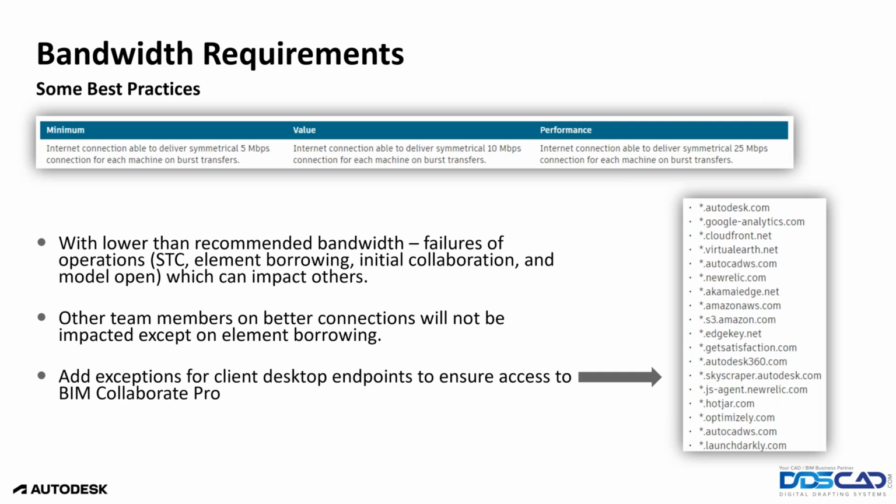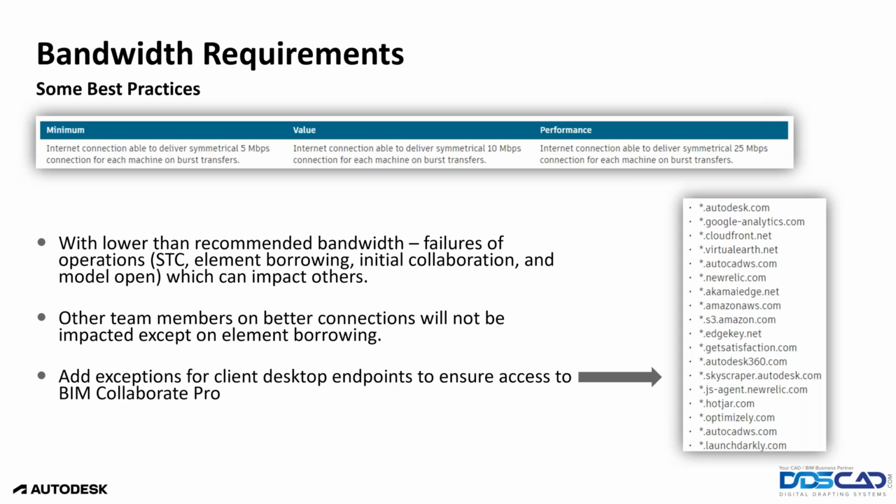I would say in most cases, you're probably hovering in this range. These days, it's not atypical to see gigabit connections that are 1,000 megabits per second plus, so not something I think most of you will have to worry about if you have a stable internet connection, but it's something worth noting. Now, with lower than recommended bandwidth, and I think we mentioned this prior, you basically open the door to certain failures for STCs, element borrowing, initial collaboration, model opening. Any of that sort of thing can be affected.